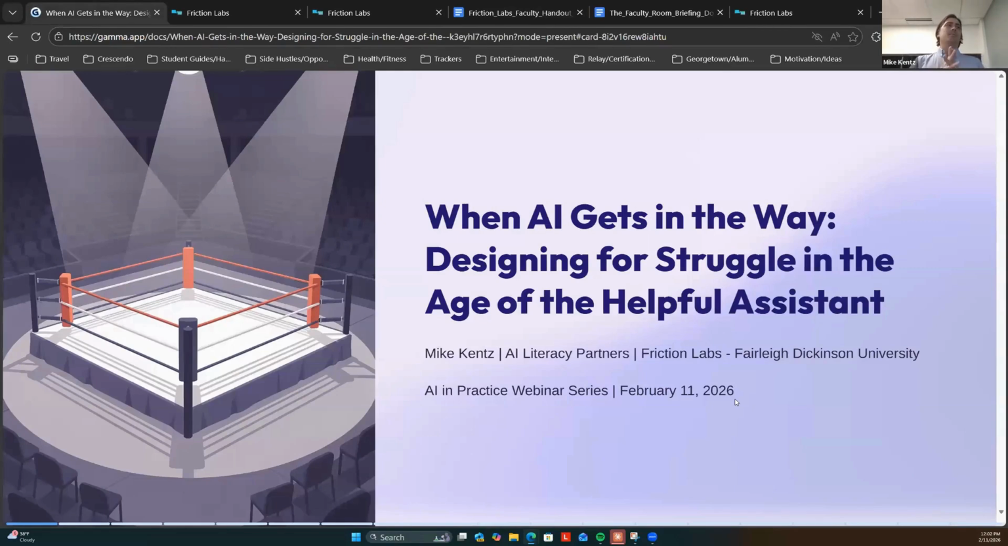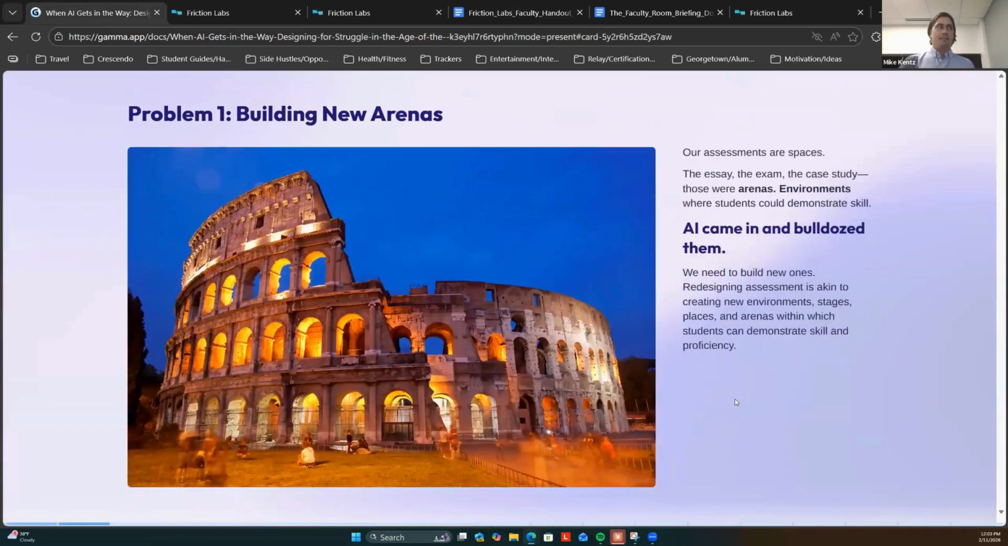The focus here is when AI gets in the way, how do we design for struggle in the age of the helpful assistant? And if you're anything like me, this has been a huge problem ever since November 2022, or even a little bit after if students didn't necessarily take it up immediately. And for me, as I've been slowly and sometimes quickly redesigning my assessments, I feel like I can perceive two problems in the area of assessment.